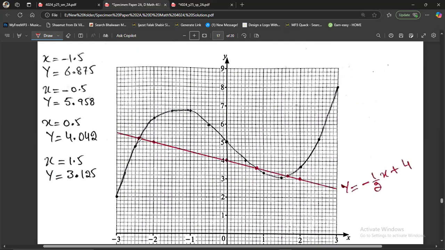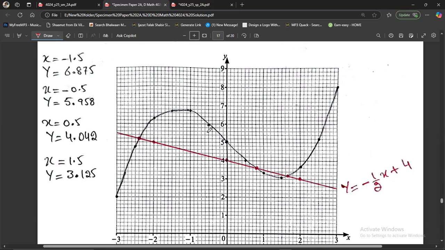then I joined them with a smooth curve. This black graph, I plotted those points which were in the table, and then I joined them and I got that graph. This is the graph of that cubic equation, this black colored graph. I hope you understand. And to make my curve more smooth, I have also taken the y value at x minus 1.5, the y value at x minus 0.5, the y value when x is 0.5, and the y value when x is 1.5 to make the graph more smooth.